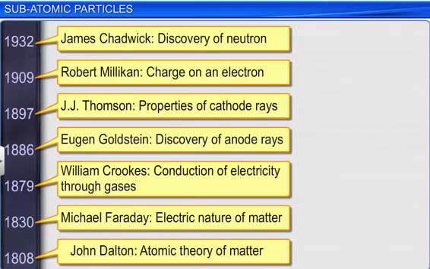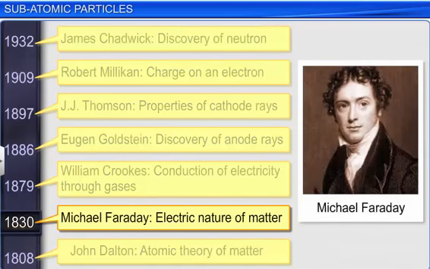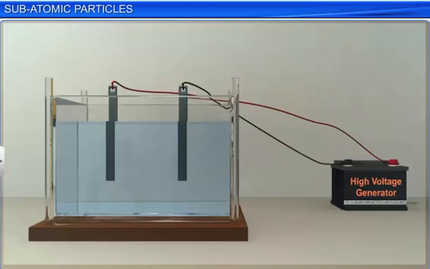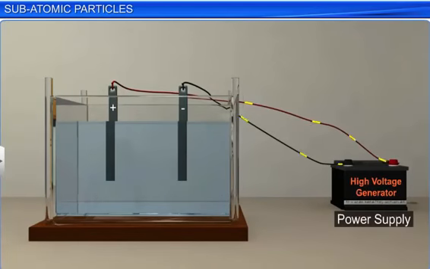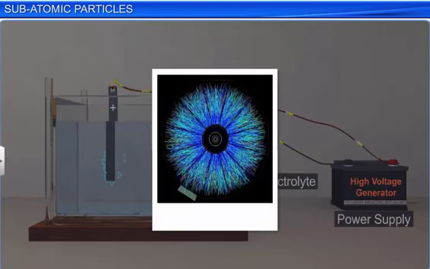For example, it could not explain the electric nature of matter as explained by Michael Faraday through his experiment in 1830. Michael Faraday found that when electricity is passed through an electrolyte, which is a solution that conducts electricity, chemical reactions resulting in the deposition of matter at the electrodes take place. This experiment proved that electricity consists of charged particles, which in turn indicated the electric nature of matter.